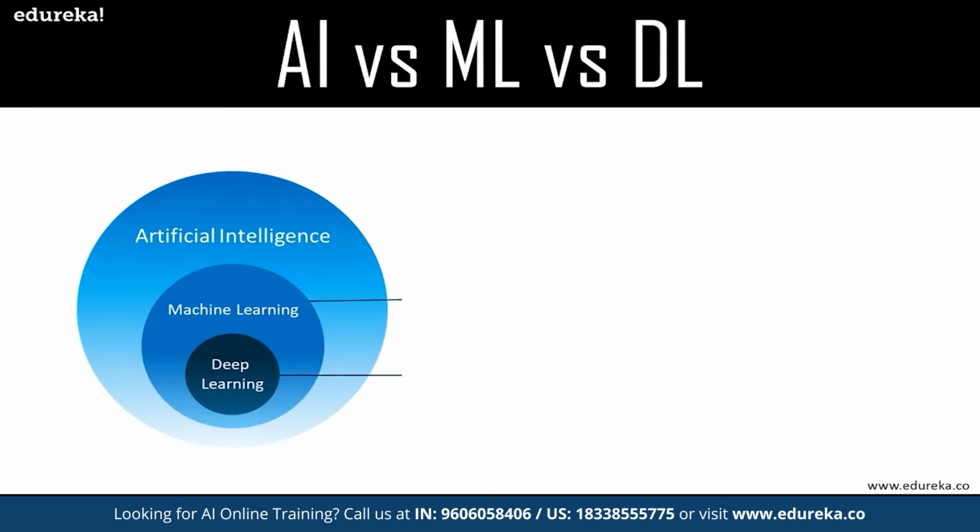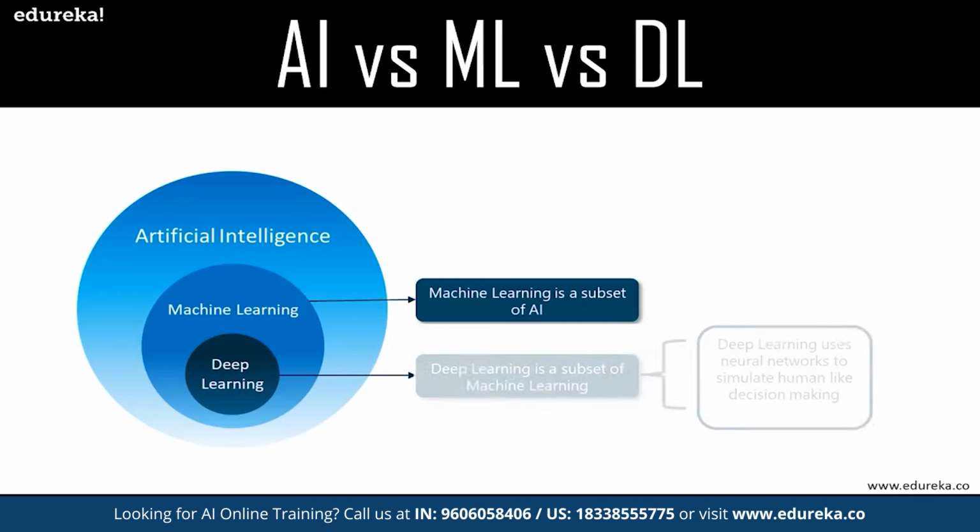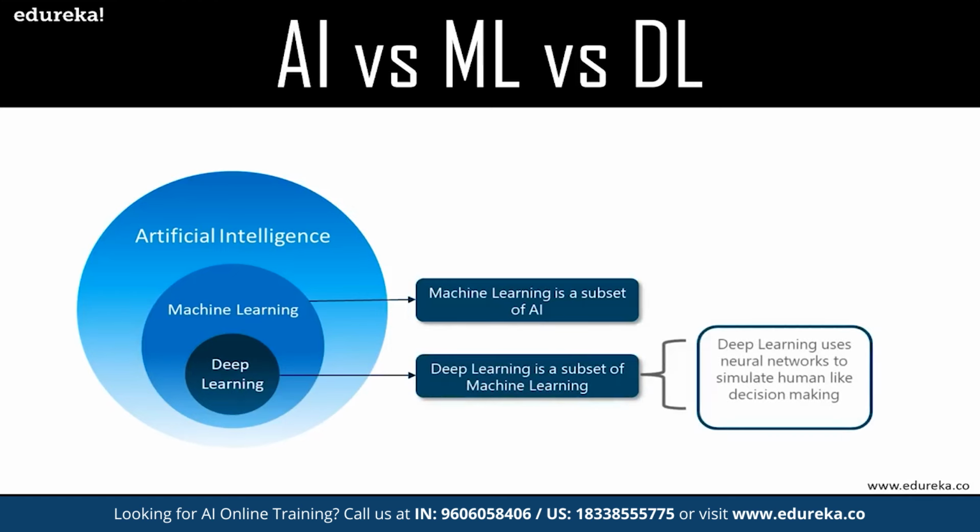Now, artificial intelligence is the technique which enables machines to mimic human behavior, and the idea behind AI is fairly simple yet fascinating, which is to make intelligent machines that can take decisions on their own. Now, machine learning is a subset of artificial intelligence, which uses statistical methods to enable machines to improve with experience. Now, deep learning, as we know, is a subset of machine learning, which makes the computation of multi-layer neural networks feasible and uses neural networks to simulate brain-like decision making.